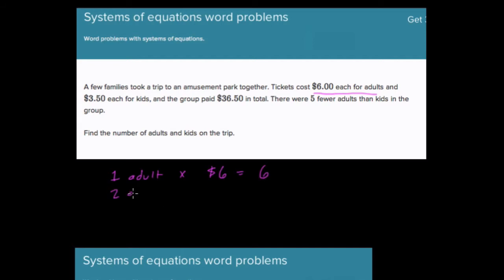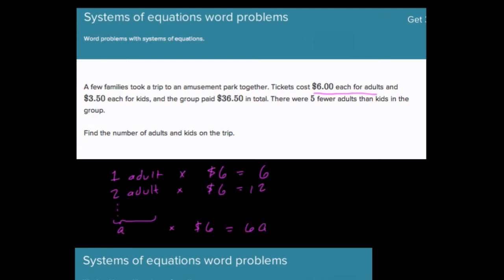If you had two adults, what would happen? You do 2 times $6, which gives you 12, and so forth. So you have the number of adults, let's call that A, times the dollar amount, here 6, equals the total cost, which is 6A. In other words, it's the price times A, the number of adults.